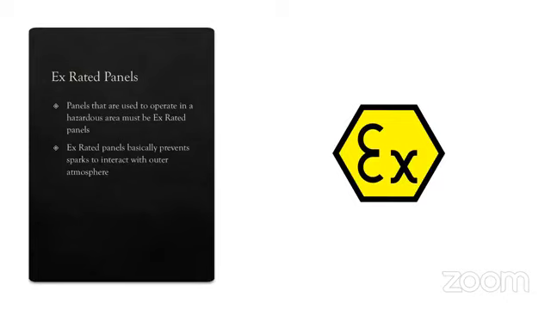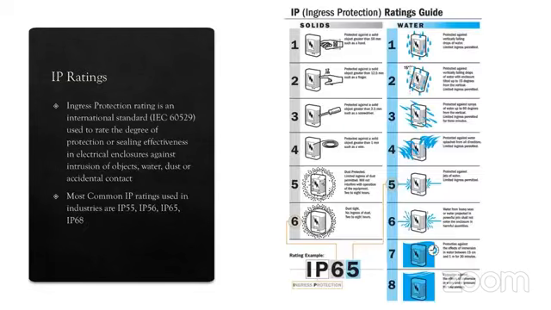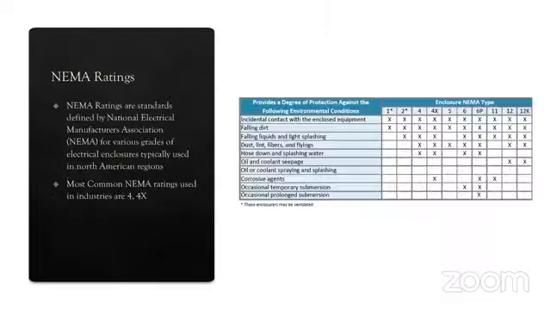So an EX rated panel will be a kind of safe panel which prevents the spark from interacting with the outer atmosphere, so that you can prevent injury to the people working around, and also to the equipment operating outside the panel. So those are the 3 main points that we consider while choosing the protection of the enclosure.